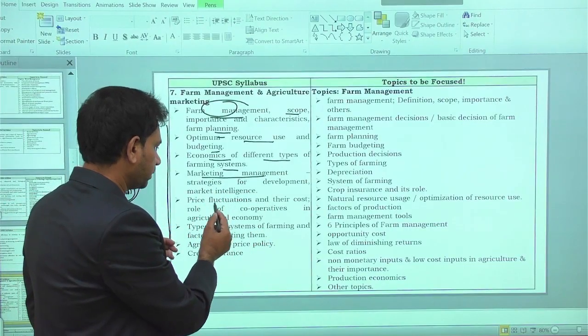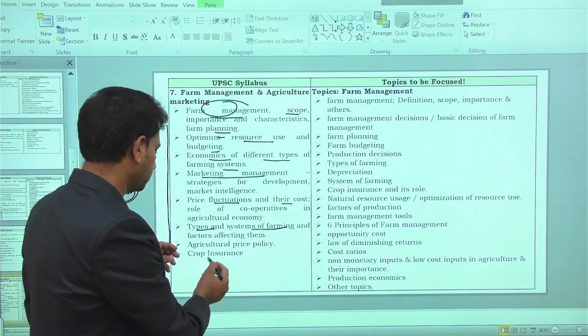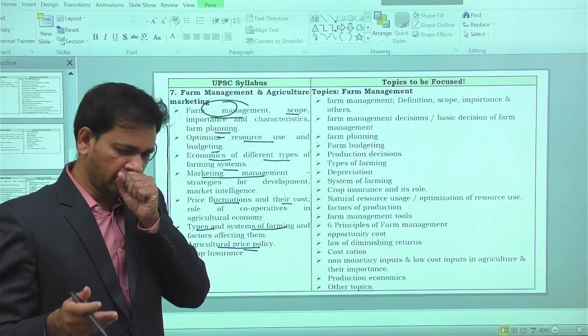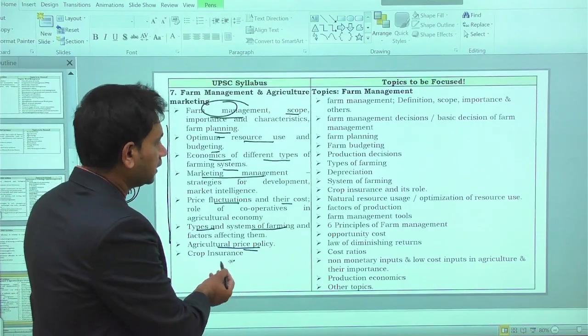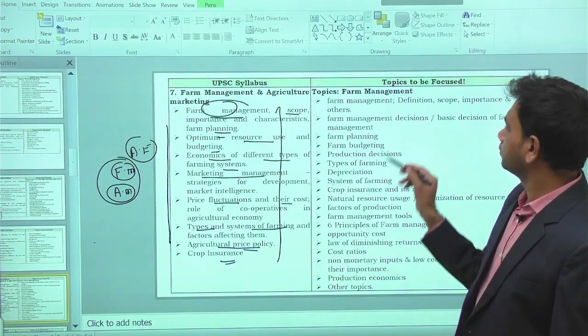Apart from that, you have price fluctuation and their cost, then types and systems of farming, then agriculture price policies. Price policies means one is the MSP, another is the buffer stock, another is the crop insurance. So these are the syllabus beyond the UPSC, but in the classroom the nature of the discussions will be from the perspective of farm management.